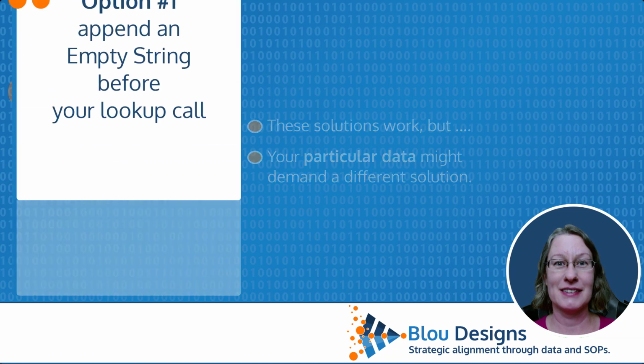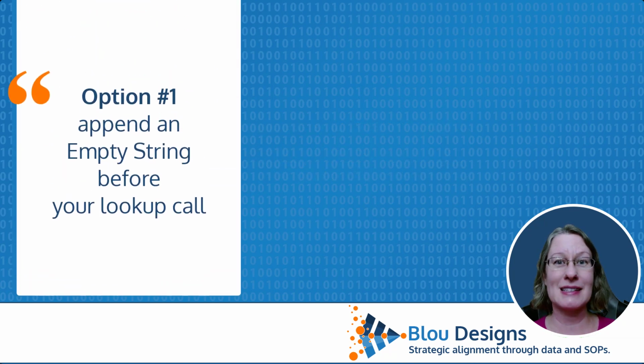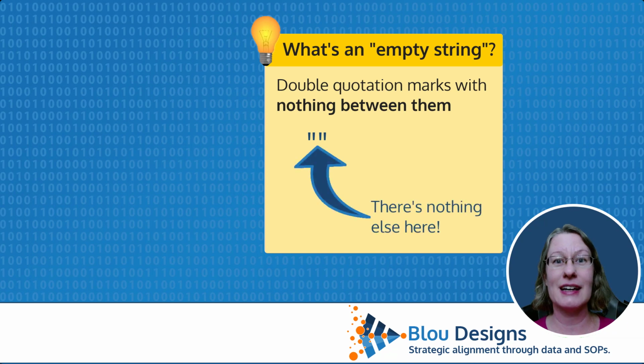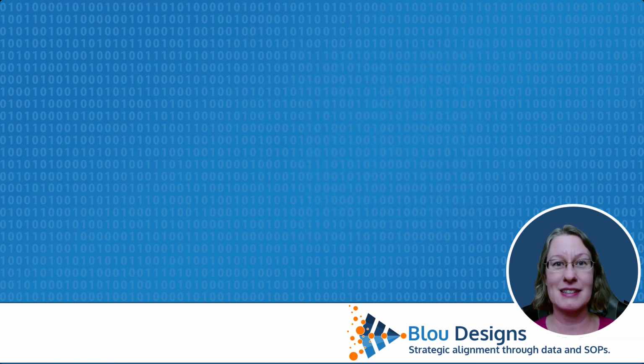The first option appends an empty string in front of the result of your lookup function call. If this is new to you, the empty string is simply 2 double quotation marks with nothing between them. It's literally an empty string. So what does this look like in practice?